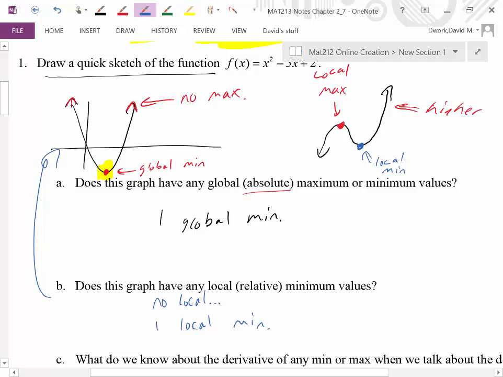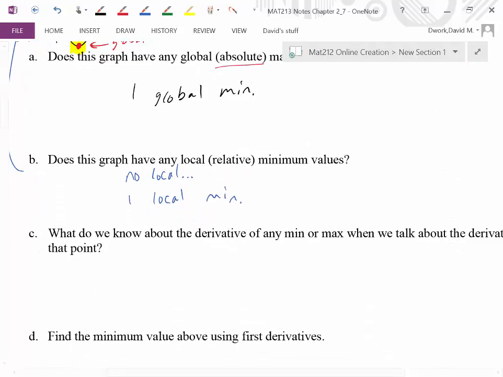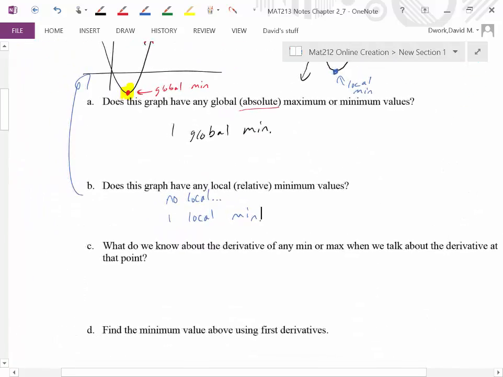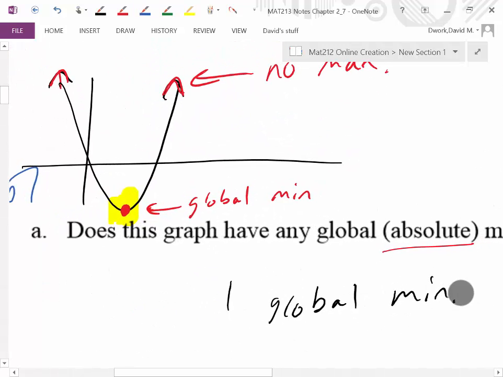So if a problem is asking for global or local, you have to understand that they can be clumping a global in as a local as well. So just look out for that. Okay, what do we know about the derivative of any maximum or minimum when we talk about the derivative at that point? So okay, it's time to refresh, time to think.